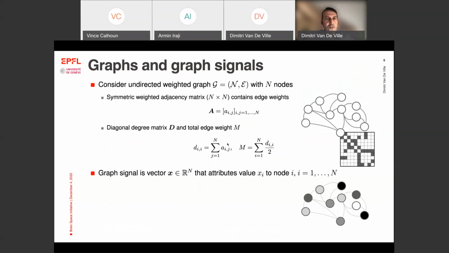So we will be talking about undirected weighted graphs with n nodes, and thus they are defined by a symmetric weighted adjacency matrix A with weights defined in the notation you see here. And from that we can also derive our diagonal degree matrix D and the total edge weight that we will define as a scalar m. So that's the classical graph definition. On top of that, we will also consider a graph signal, which is actually a vector of length n that attributes a value to each node. So we have our graphs and our graph signals.